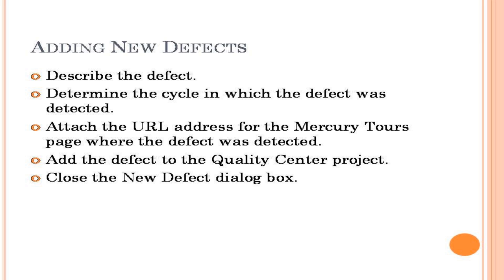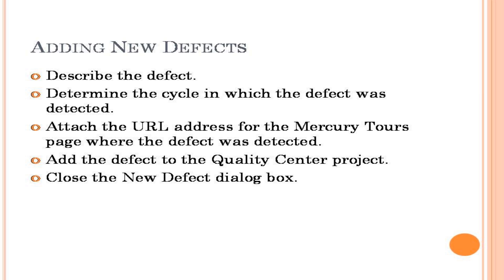5. Determine the cycle in which the defect was detected. In the Detected in Cycle box, click the Browse button. The Releases tree opens. Expand the tree. In the Service Packs Releases folder, in the Service Pack 1 release, select the Cycle 1 New Features cycle. You can see that Quality Center automatically assigns the value Service Pack 1 to the Detected in Release field. This is because Cycle 1 New Features is part of the Service Pack 1 release. Click OK to close the Releases tree.